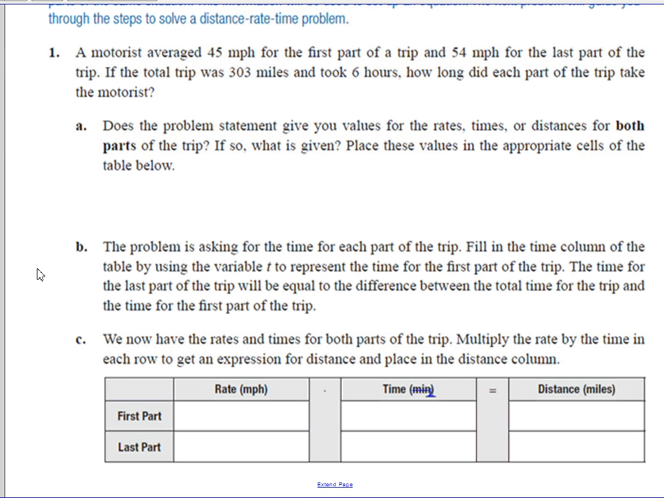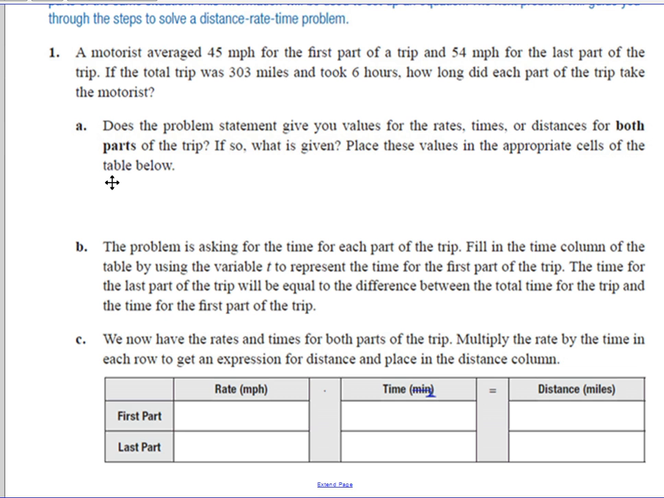A motorist averaged 45 miles per hour for the first part of the trip and 54 miles per hour for the last part of the trip. If the total trip was 303 miles and it took 6 hours, how long did each part of the trip take the motorist? Sounds impossible, I know, but again, we're going to walk through it, we're going to use this chart, and we'll see how we have exactly all the information that we need to solve this.